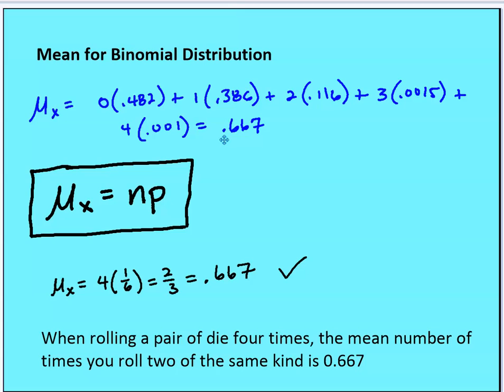All right. I can also take the number n times the probability. So n, 4, times 1/6 is going to be our formula. It's 4/6 that ends up being the same value. 4 times 1/6 is 0.667. So in rolling a pair of dice 4 times, the mean number of times you roll 2 of the same kind is going to be less than 1, 0.667. And we can find that by taking n times p.